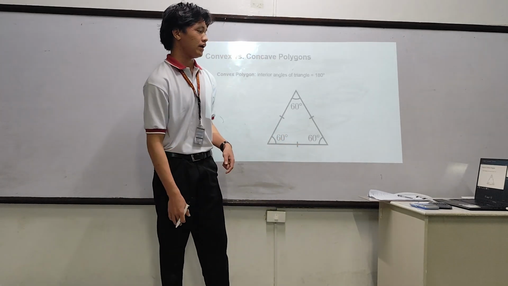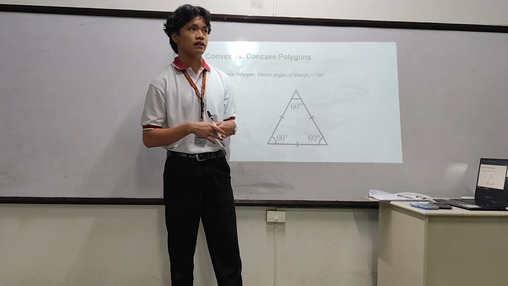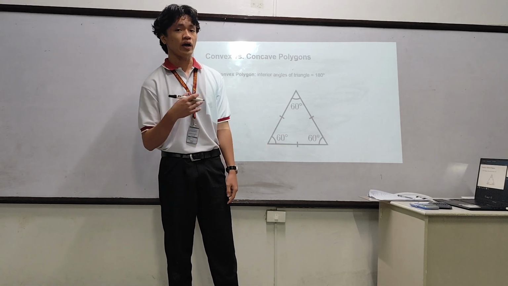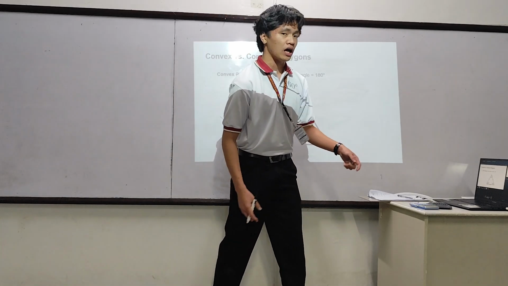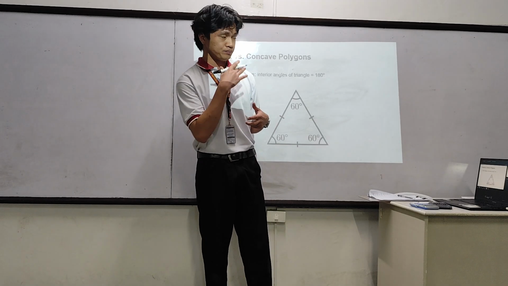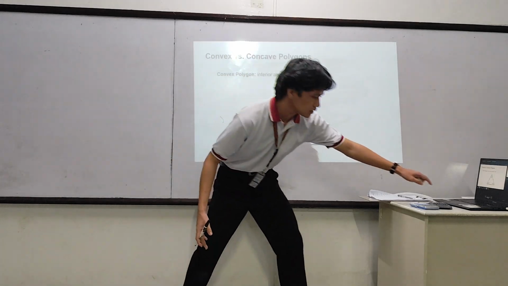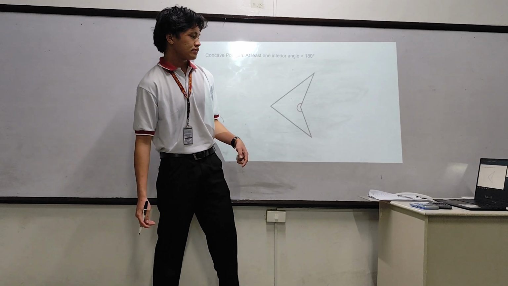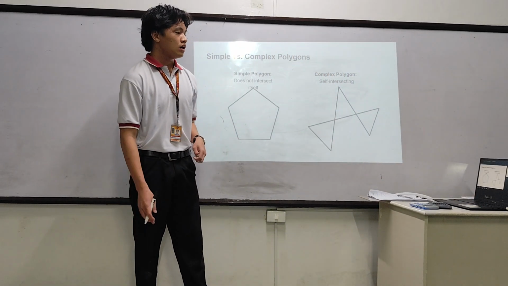And we also have a concave polygon. A concave polygon means that if an angle of the polygon is greater than 180 degrees, it becomes concave, which creates a star-shaped polygon like this. And we also have simple and complex polygons.